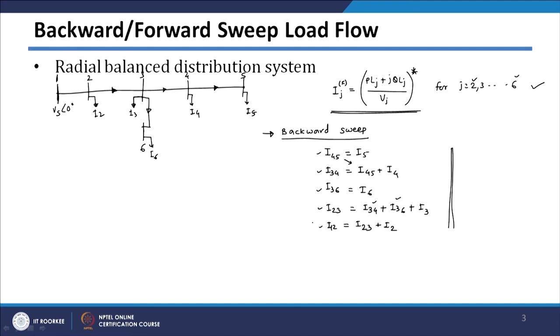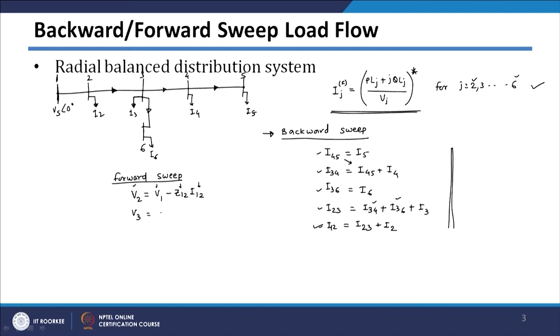Then we saw that in the forward sweep we need to calculate the bus voltages. Explicitly, if you write it, bus voltage V2 will be equal to bus voltage V1, which is Vs angle 0 degrees and fixed, minus Z12 into I12, which you have calculated here. V1 is fixed, I12 is also calculated, and Z12 impedance is known. So we can get voltage V2.